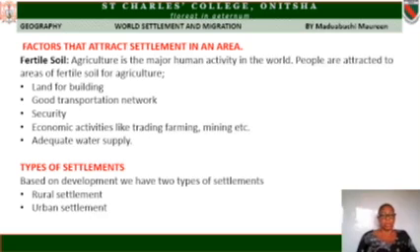Good transport network. People like to move from place to place, so they always like to stay in an area where there is a good transport network, like roads, railways, waterways, airports. Security. Man always likes to live in an area where there is security and economic activity like trading, farming, etc. Adequate water supply.